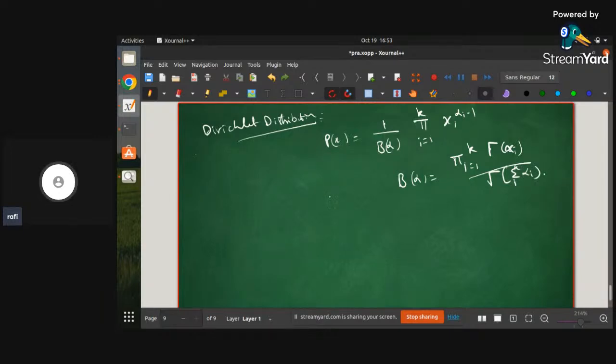I'm just giving you the equations. If you want to go deep into these distributions, you can, but I don't think we use these two distributions anywhere in our course.